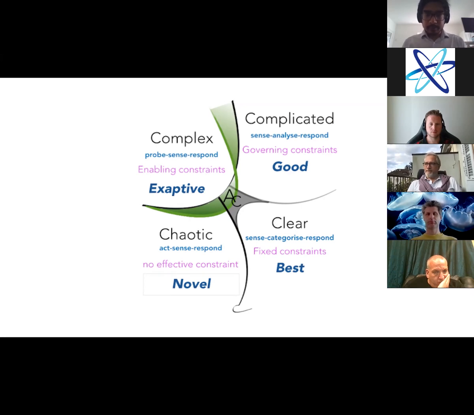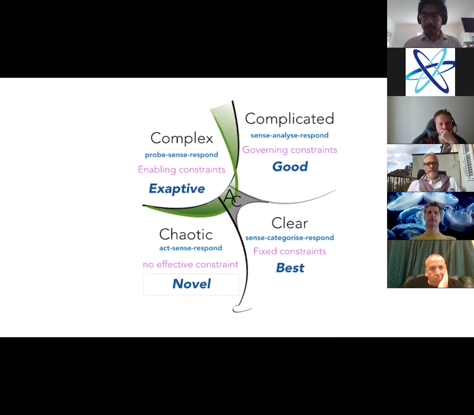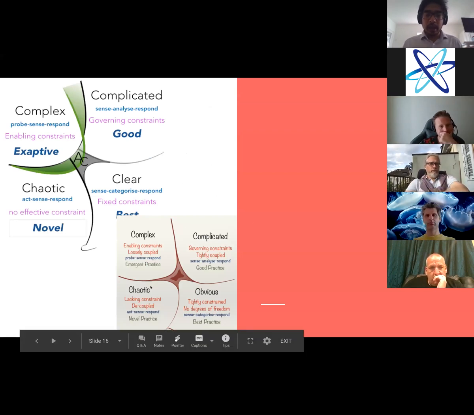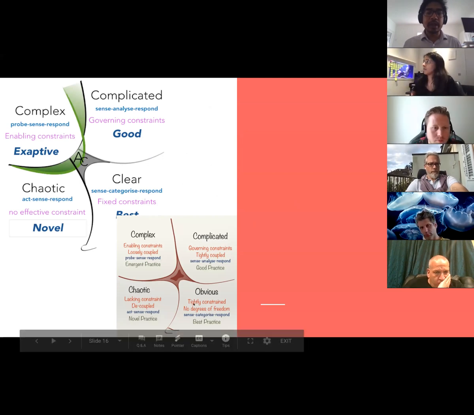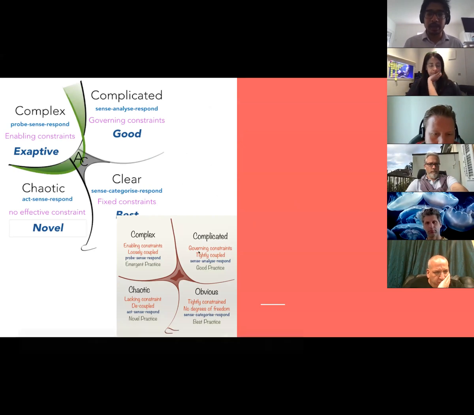So again, this is the reminder of the latest iteration of the Cynefin framework. And you can see here, a few months ago, the framework was illustrated like this. In fact, if you go to the Wikipedia page of the framework, you'll see the image in the bottom right-hand corner.